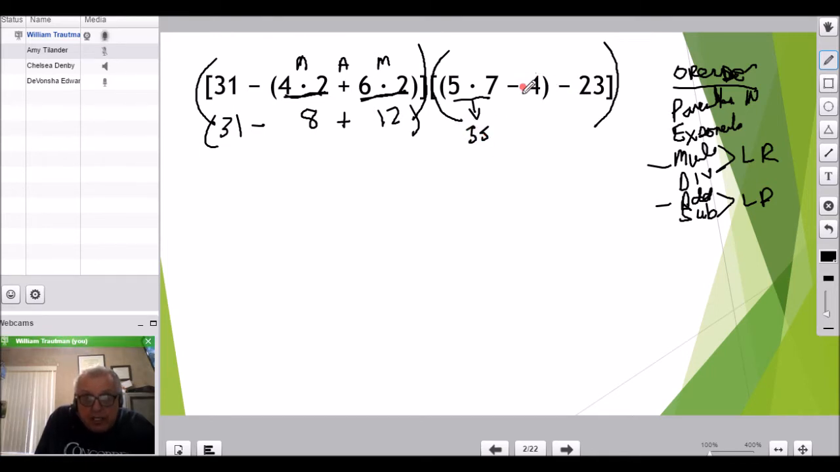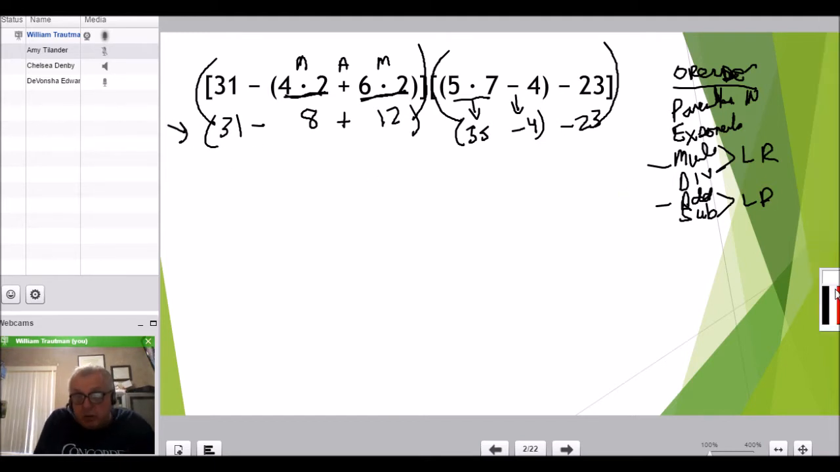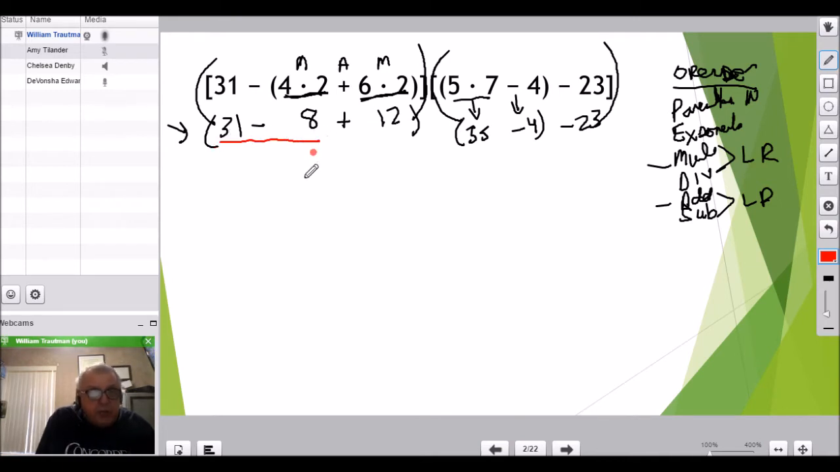And I don't see any other multiply or divide. I see a minus 4 and a minus 23. By the way, there's a parentheses here. That means you do what's inside that parentheses first. Okay, so now I'm going to do this parentheses over here, add or subtract from left to right. So the first add or subtract I see is right here. 31 minus 8 is 23, I believe.